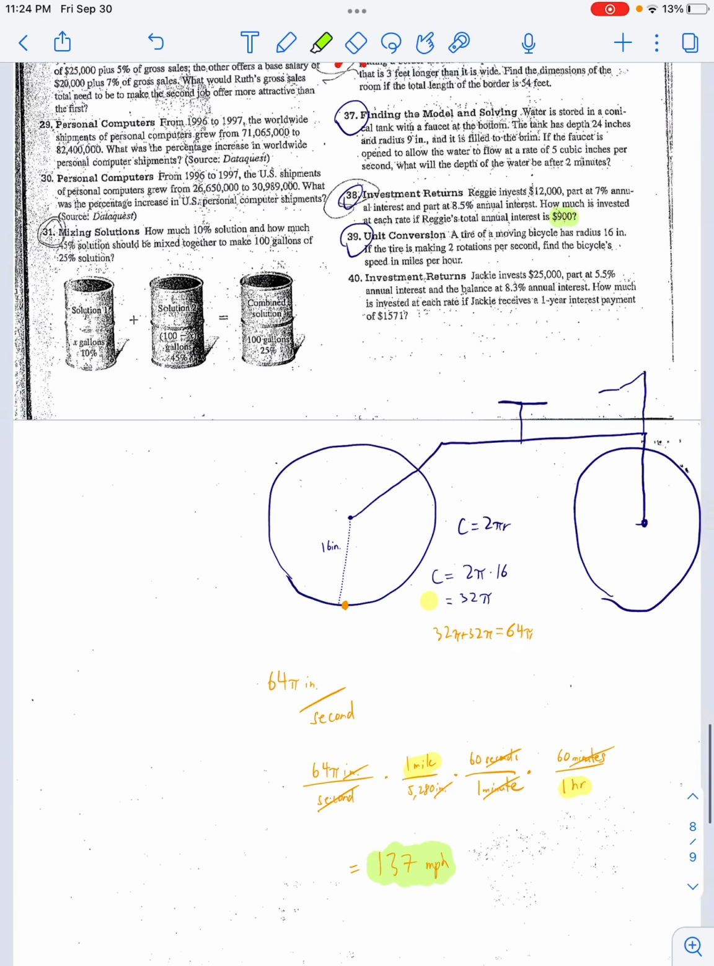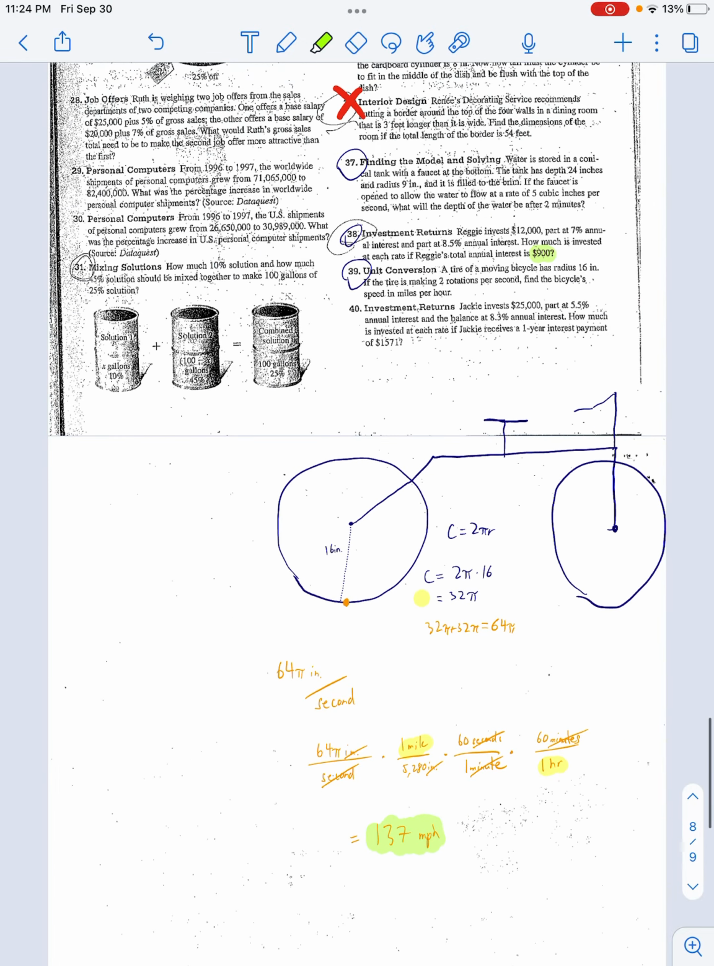All right, the bike is flying. The bike's about to fall apart. All right. So that's my answer.